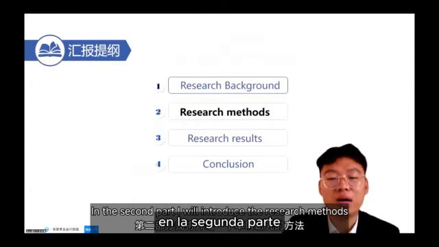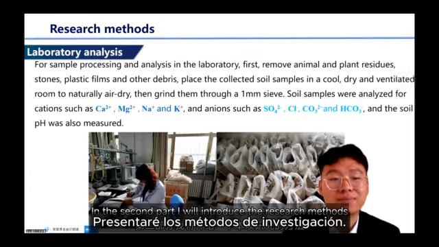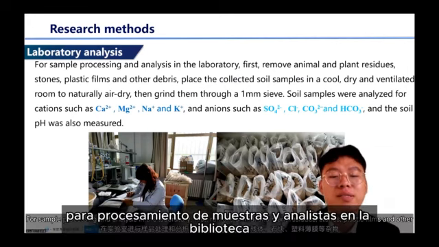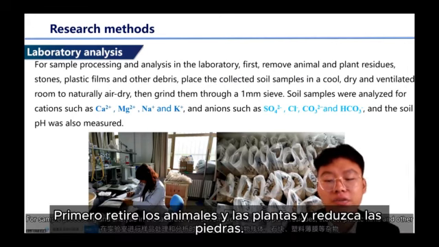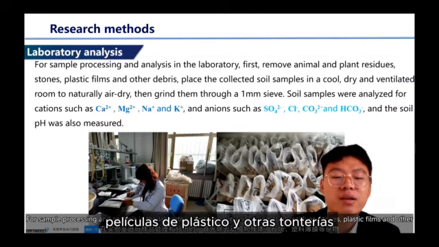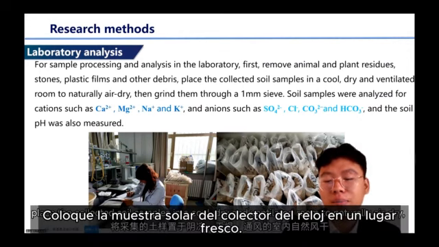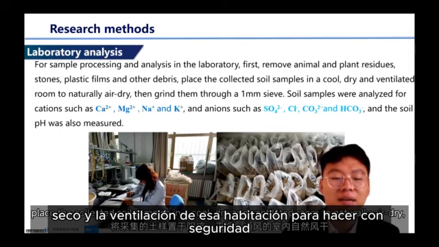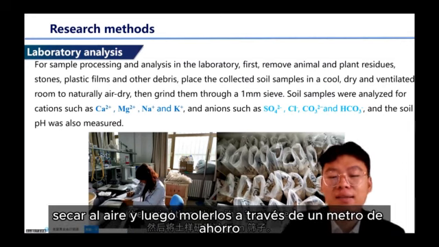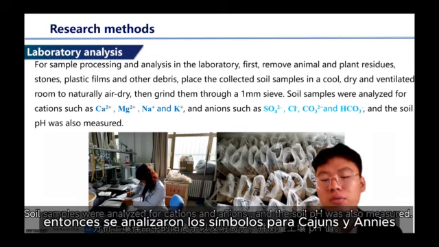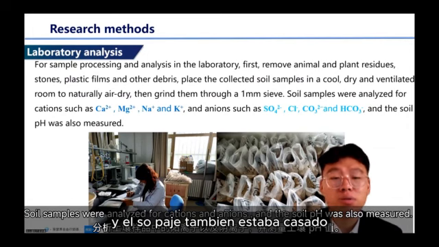In the second part, I will introduce the research methods. For sample processing and analysis in the laboratory, firstly, remove the animal and plant residues, stones, plastic films, and other debris. Place the collected soil sample in a cool, dry, and ventilated room to naturally air dry, then grind them through a sieve. Soil samples were analyzed for cations and anions, and the soil pH was also measured.